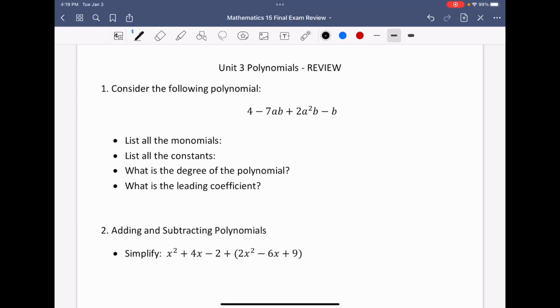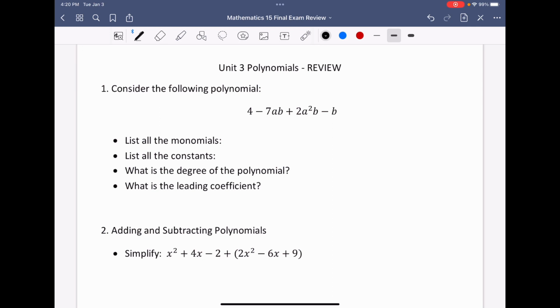All right, so now we move into Unit 3, the polynomials part of our final exam review, and we're going to go through a bunch of factoring and what a monomial, binomial, trinomial looks like, degrees of polynomials, all these really important concepts that come up through this. So let's start off with the first question here, which says, consider the following polynomial.